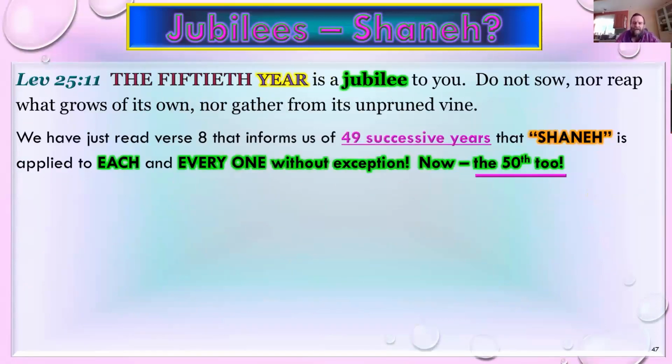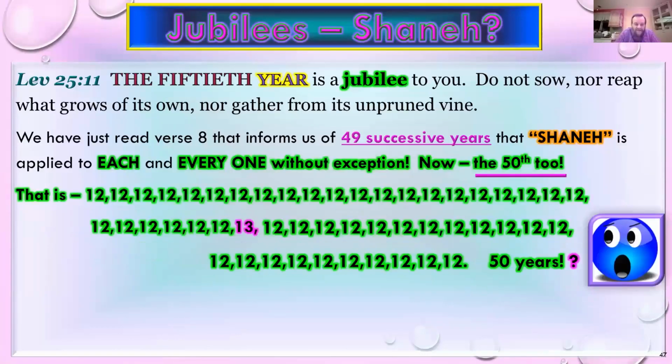The 50th year is a Jubilee to you. Do not sow nor reap what grows of its own, nor gather from its unpruned vine. We have just read verse 8 that informs us of 49 successive years that Shana is applied to each and every one without exception. Now the 50th too. That is a whole bunch of 12s that add up to 50 years.